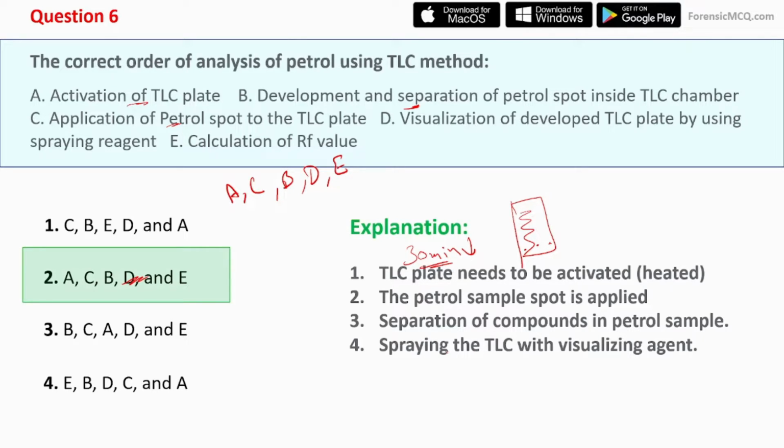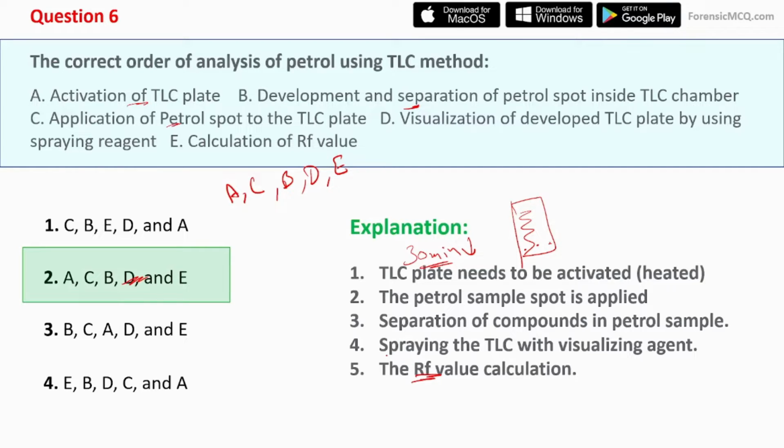As you know, TLC is also used for separation of inks. In ink, there is no need for visualizing agents because they are mostly dyes and they are clearly visible. But for chemicals or mixtures, which are usually clear solutions, such as petrol, kerosene or diesel, we have to use some visualizing agents so it can enhance the visibility. After that, the last step is calculating the RF value, which is the ratio of the solute distance traveled to the solvent distance. And by measuring the RF, we can identify a chemical present in a sample.